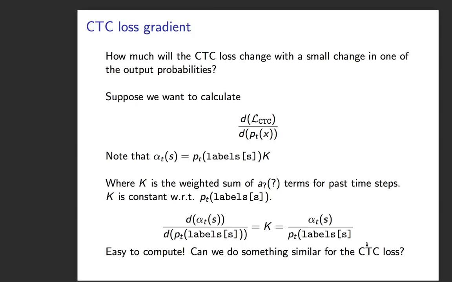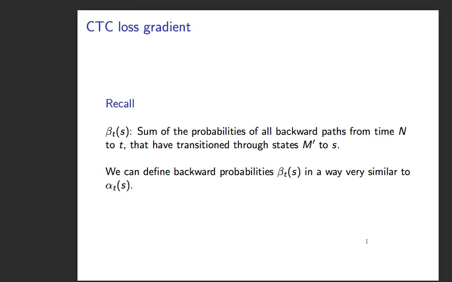But anyway, to compute the derivative, it is just that constant. And you know that that constant is just the alpha divided by the probability at that point. So it's actually very easy to compute the derivative for that case. Can we do something similar for CTC? This is the point where we bring up beta. Beta is very similar to alpha. The only difference is that instead of making paths starting from t equals 1 up to time t, we're going backwards.